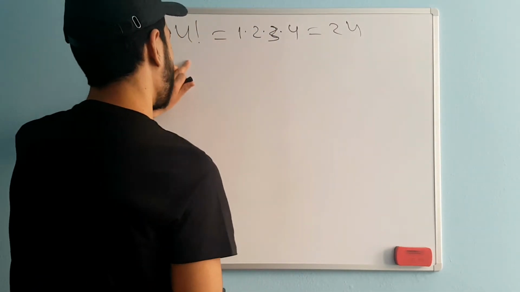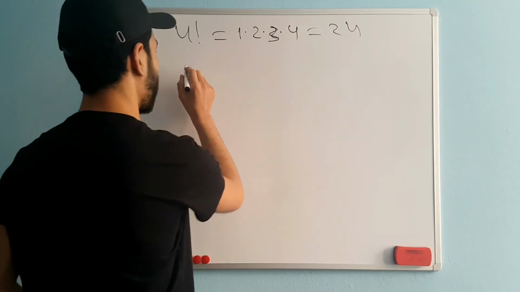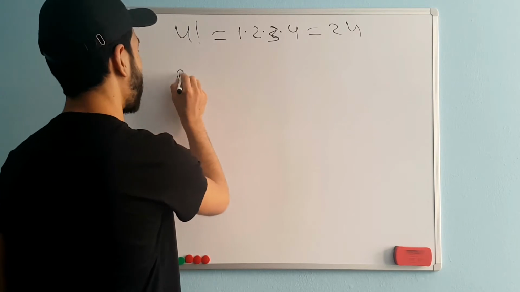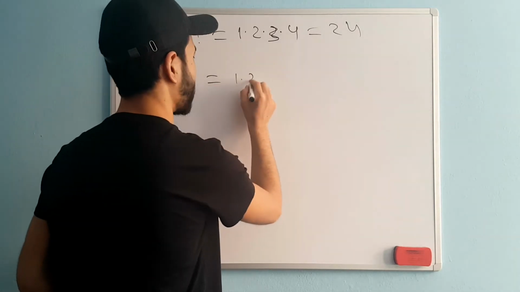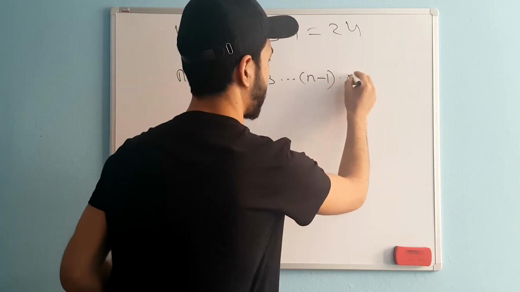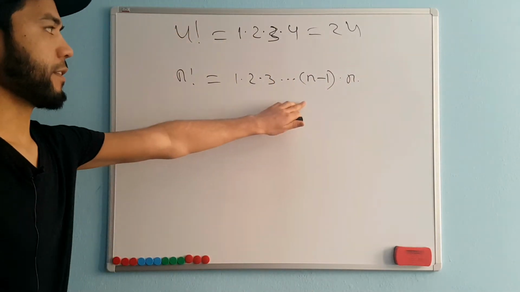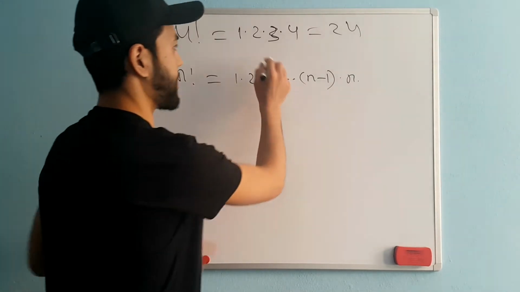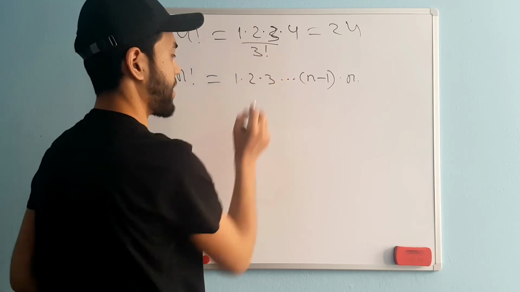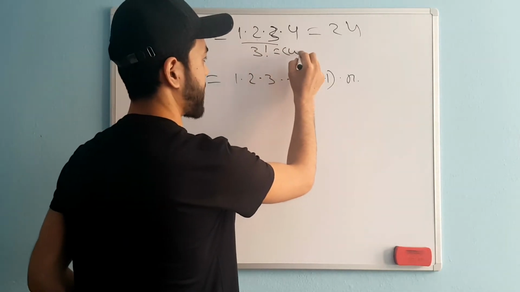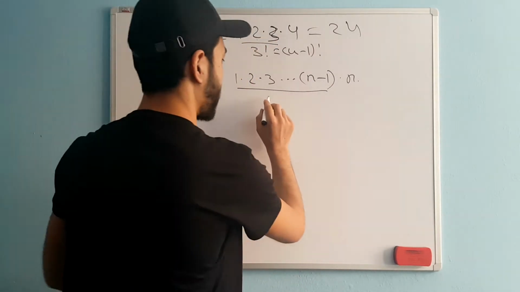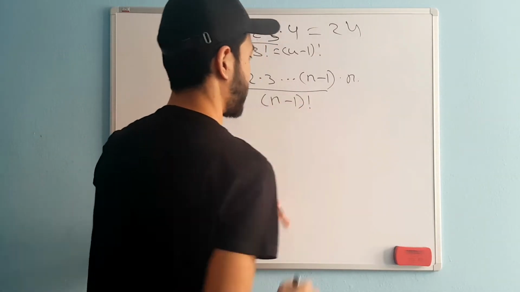We will write the formula for the given n. If I'm going to calculate n factorial, I will write n factorial equals 1, 2, 3, and goes to n minus 1, and multiply by n. And if you look here, 1, 2 and 3 is 3 factorial, and I can also write 4 minus 1 factorial. These are the same, which is n minus 1 factorial.